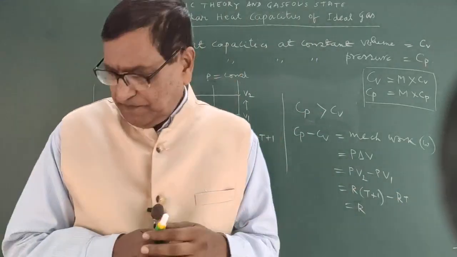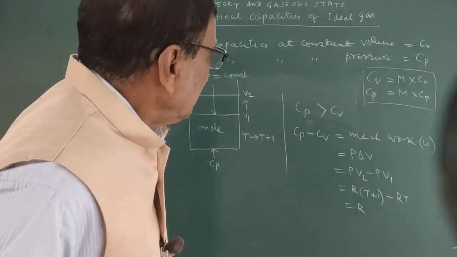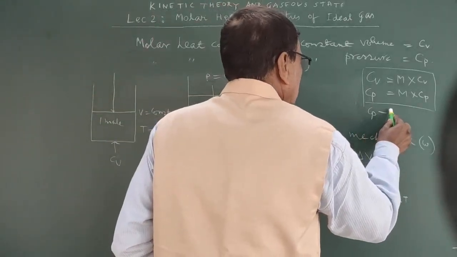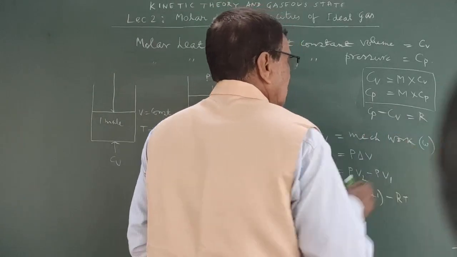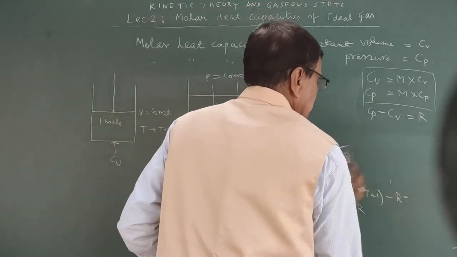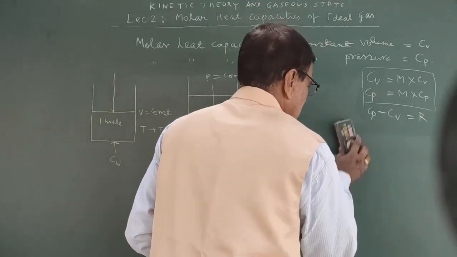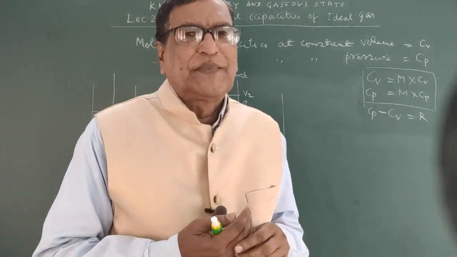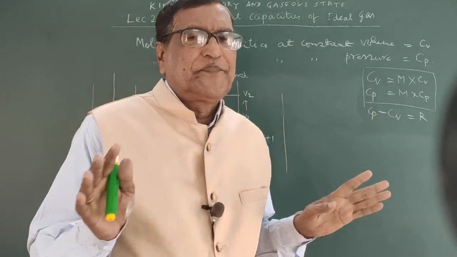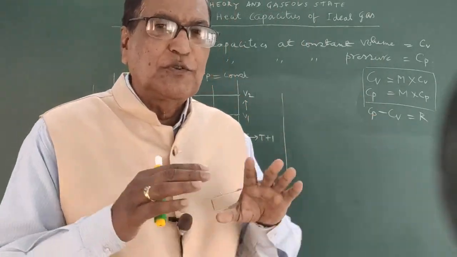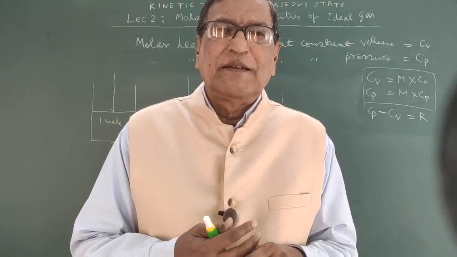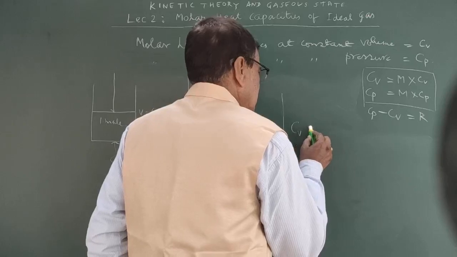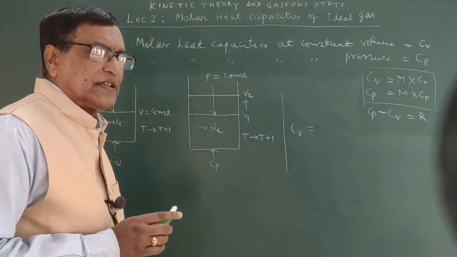Now I can write here Cp minus Cv equal to R. Now let us consider the given magnitude of Cp and Cv. What will be the value of Cp? What will be the value of Cv for this ideal gas? Let us consider the Cv. What will be the value of Cv?